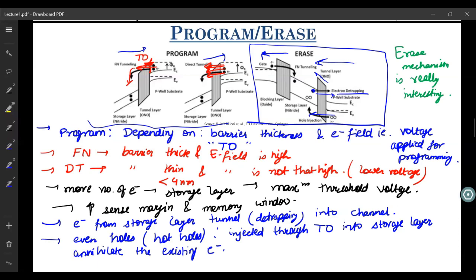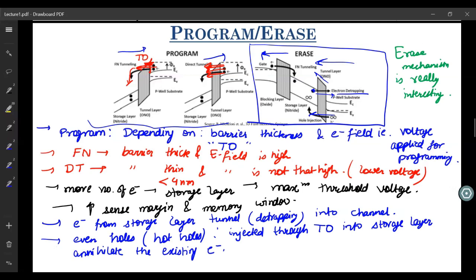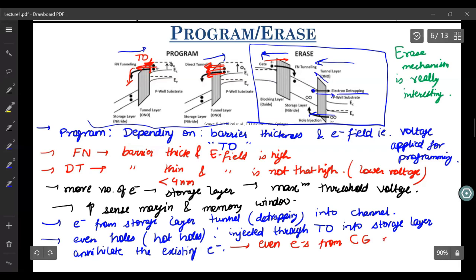That is how the electrons stored in your storage layer will be got rid of. However, at the same time, what happens here is there is also this FN tunneling because of this large electric field. There can be this FN tunneling from your gate electrode through the blocking oxide towards your storage layer. So let me write that. Because of this large electric field, even electrons from the control gate may tunnel into the storage layer, through your blocking oxide.